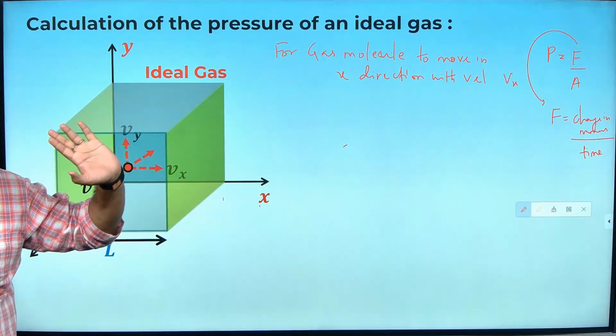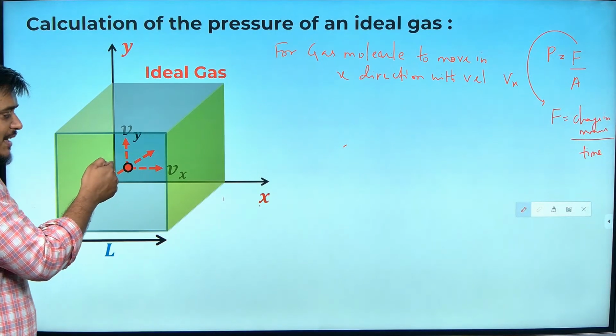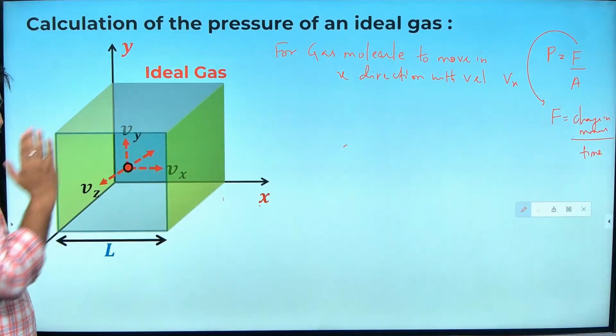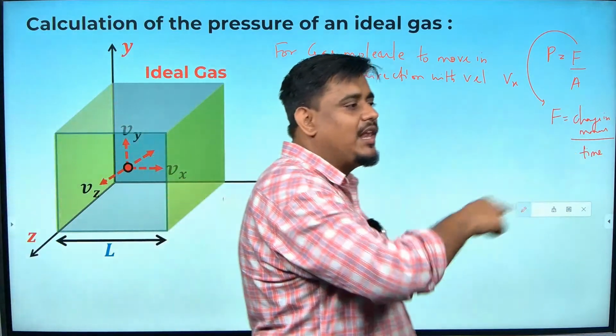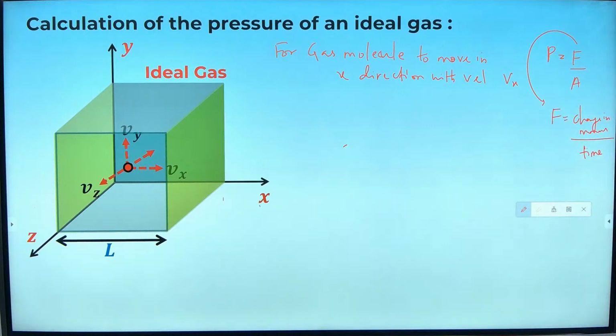Now, time I can find. This length is L. So how much time does it take to go and come? The distance will be L plus L, 2L, and velocity is Vx. Velocity is distance by time, so time will become equal to 2L by Vx. You got it? Put it here, get the answer.